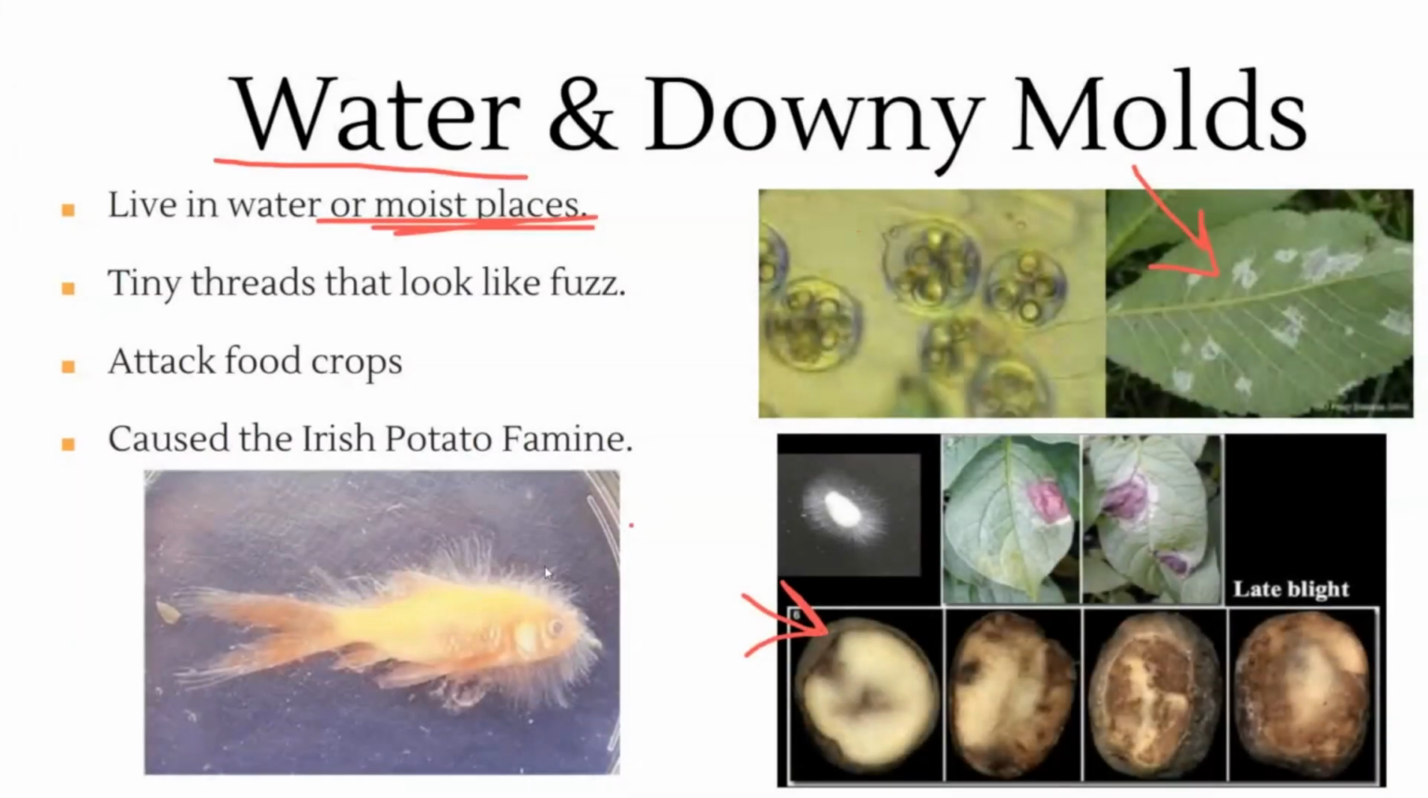Here you can see on this dead fish, these long white stringy things. That is the water mold. Okay, so a very aggressive type of mold. Mainly a concern for food crops.